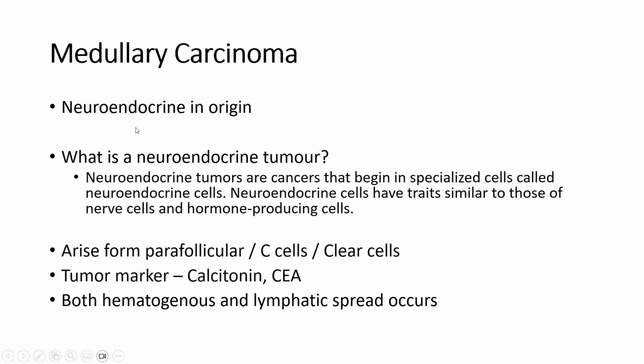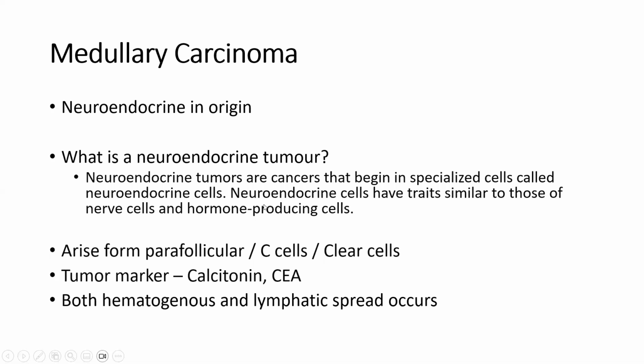Medullary carcinoma is neuroendocrine in origin. It's a tumor of neuroendocrine origin. So I'm sure you've heard of neuroendocrine tumors, but what is a neuroendocrine tumor? These are cancers that begin in specialized cells called neuroendocrine cells. Neuroendocrine cells are cells that have similar traits to those of nerve cells and hormone-producing cells.